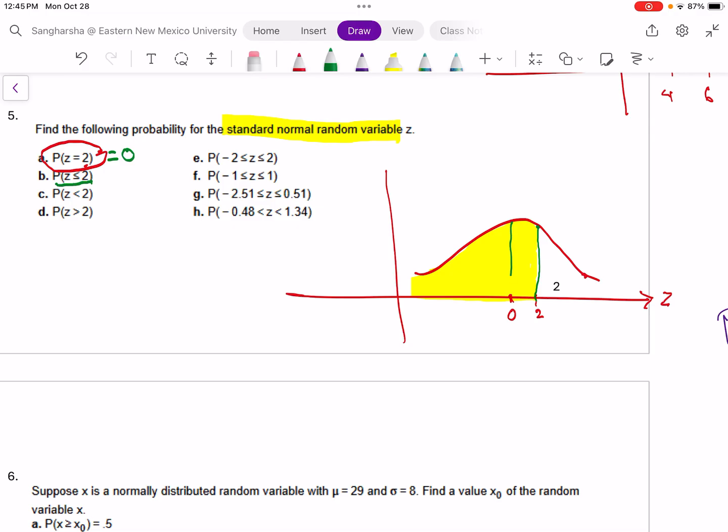What do we know about our region A1? 0.5, right? Now use the Z table and find A2. Your Z is 2. So what will be A2? 0.46. Use the Z table. So you are looking at 2 Z value. 0.4772. Okay. One more time. So 0.4772. Okay. Now what will be your answer for number B?